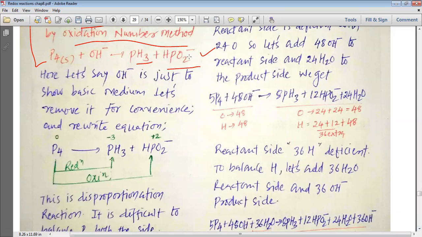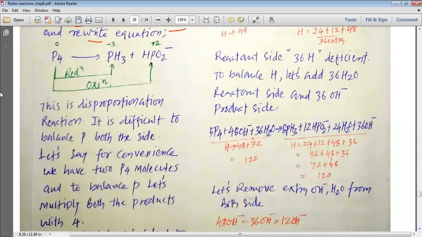So that is why I have chosen this, and let us solve this. Here, let us say that OH minus ion is just to show the basic medium. So let us remove it for the convenience and rewrite the equation. You can see that here they have shown you the OH minus. This OH minus is actually utilized to balance hydrogen and oxygen. So let us remove it because it just shows the basic medium. There is no other use of this OH minus. So finally we write the equation as P4 that gives PH3 and HPO2 minus.